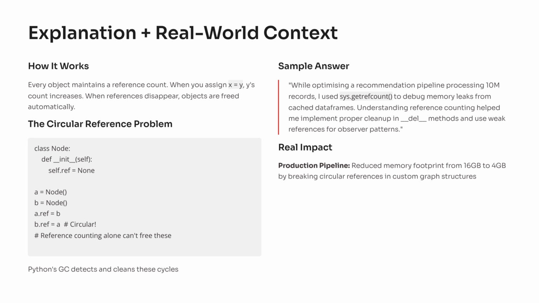Now, let's make it real. Here's how I'd explain this in an interview with a story. In one of my recommendation pipeline projects, we were processing over 10 million records daily. I noticed the system memory kept growing after each batch run, a classic sign of a memory leak. Using sys.getrefcount, I found out that cached data frames were holding circular references through custom wrapper classes.